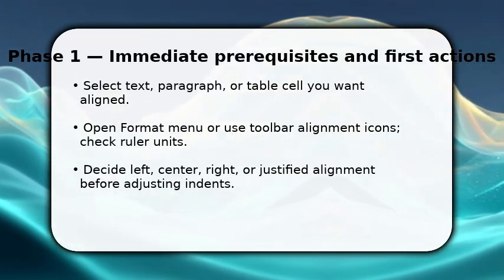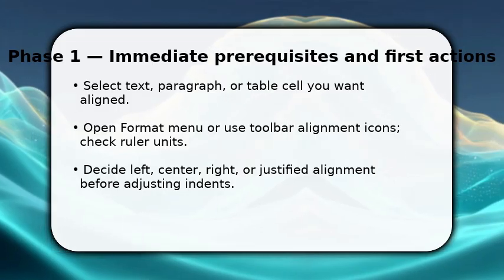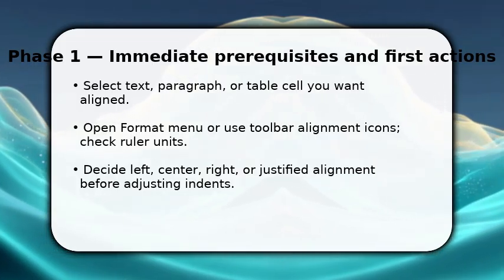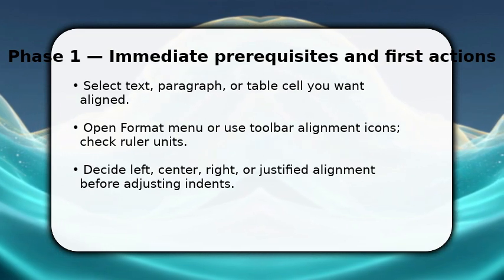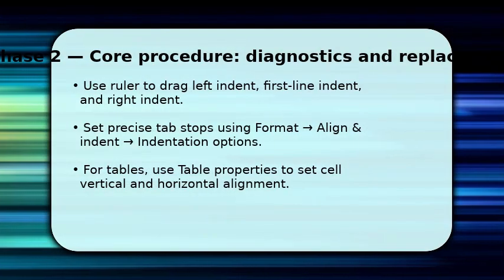If you want column-like layouts, consider table cells or tab stops instead of spaces. Doing that now prevents rework later. Once you see misalignment, drag the ruler markers to adjust left and right indents. The top marker controls the first line.